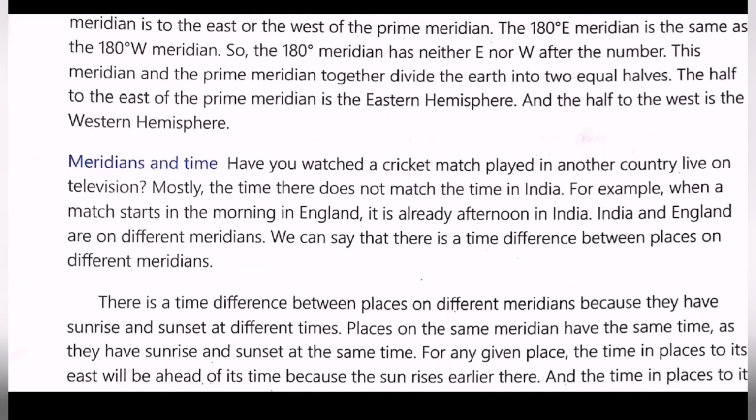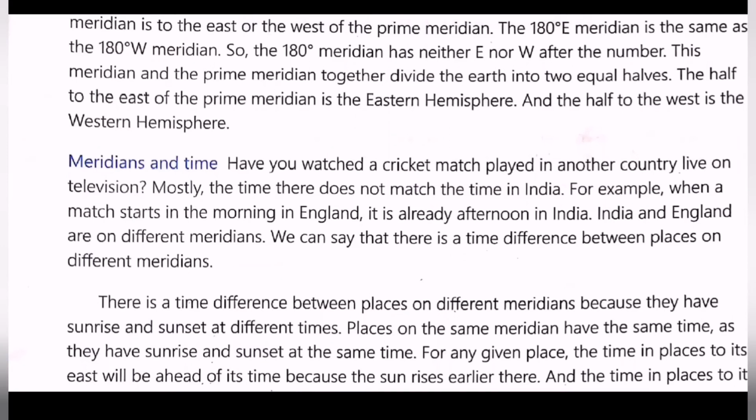We have discussed that towards the north we have the northern hemisphere, and towards the south we have the southern hemisphere. Similarly, in case of meridians, it is also divided into eastern meridians and western meridians.